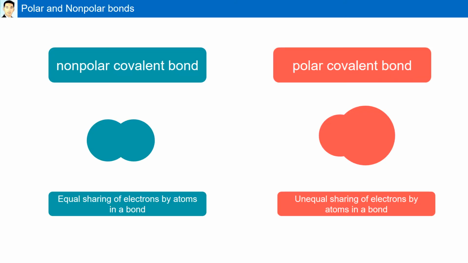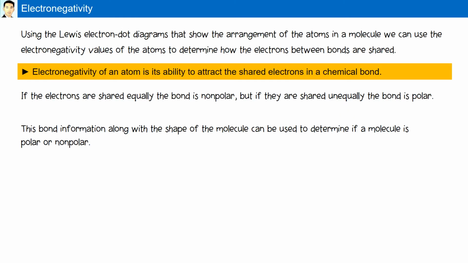Polar and nonpolar bonds. In nonpolar covalent bonds, there is equal sharing of electrons by the atoms in the bond, while in polar covalent bonds, there is unequal sharing of electrons by the atoms in the bond. Electronegativity. Using the Lewis electron dot diagrams that show the arrangement of the atoms in a molecule, we can use the electronegativity values of the atoms to determine how the electrons between bonds are shared.